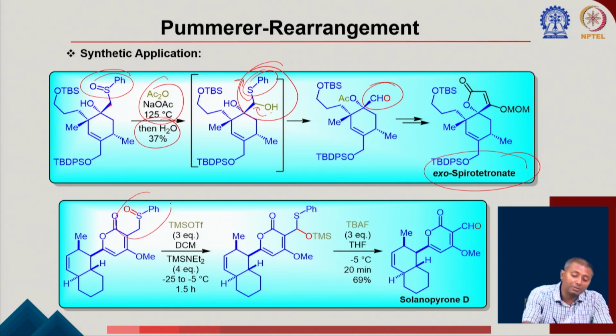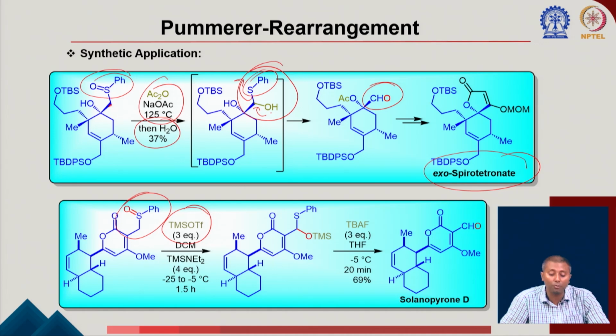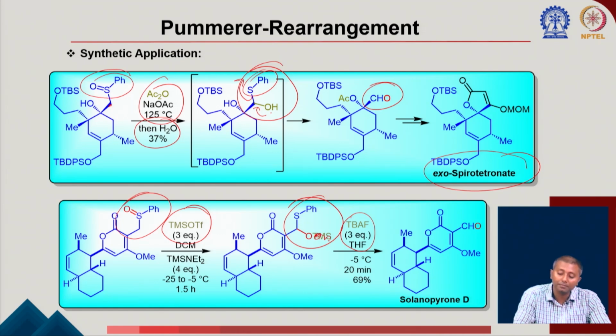Here there is another example. You can see you have the sulfoxide here. Now you are using TMS triflate. So again the TMS triflate, if you remember, can activate the oxygen here, the O minus can be from the OTMS here, and once you have OTMS and you use TBAF, this is going to form an O minus, it is going to come back and get rid of the SPh, so it is going to form the corresponding thiophenol, and this is going to convert to the corresponding aldehyde.